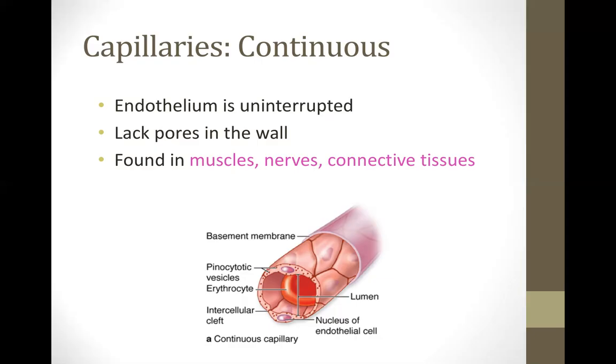Actually, they are found, number 1, at the skeletal muscle. And continuous type of capillaries are found in the nerves, specifically at the gray matter of the spinal cord. The neurons are accompanied by continuous type of capillary. Later we will show that in the laboratory. So again, continuous type of capillary, the endothelium is uninterrupted.